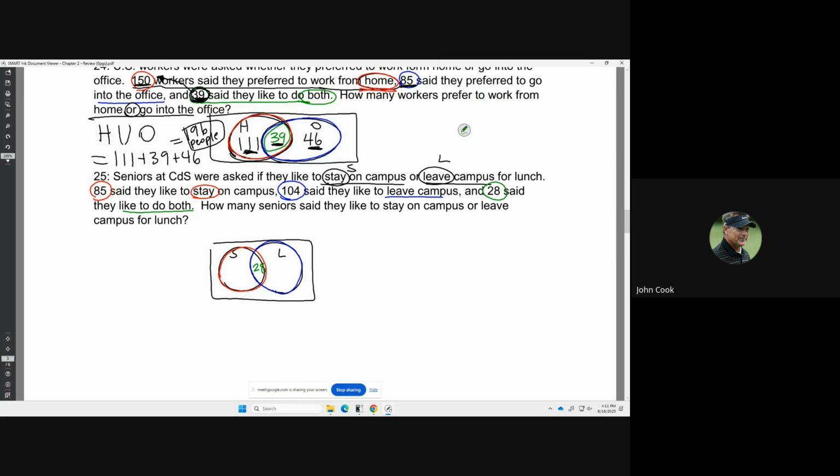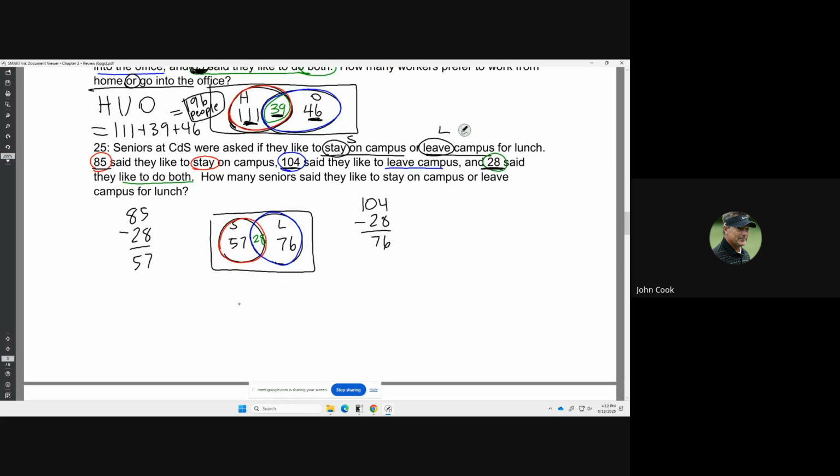And then we take that 28 and that eats into the total for the other ones. So let's figure out what goes in those other numbers. So 85 total is going to be in the red area, but from that we're going to subtract away 28. So 85 minus the shared amount, 28, that'd be 57. So 57 goes over here. And then the number of people that would leave, that's going to be 104. And similarly, we're going to subtract away 28 from that. So I think that'd be 76. Yeah, 76. So 76 people are going to go right there. Okay, so just subtract them.